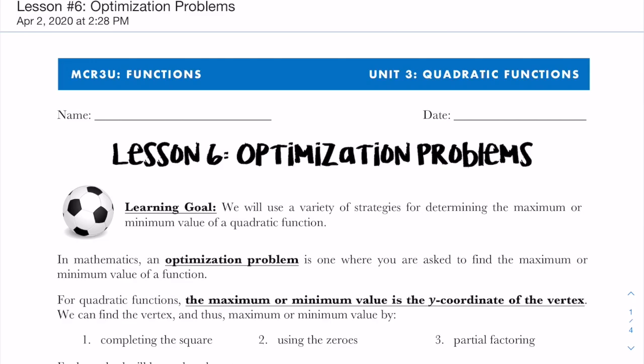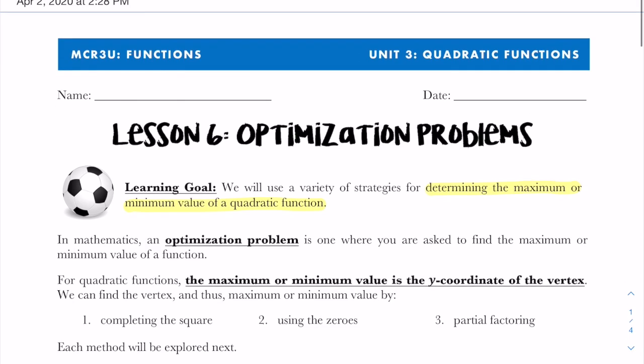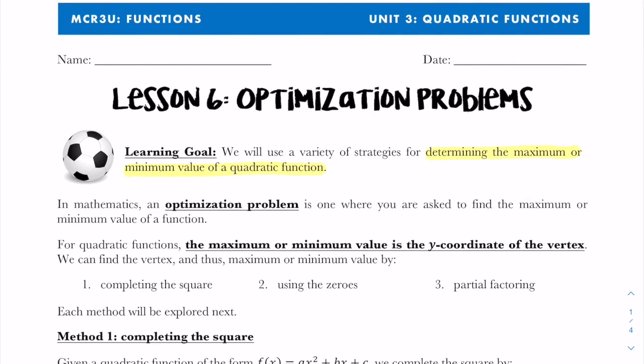Lesson 6, Optimization Problems. Our goal for this lesson will be to use a variety of strategies for determining the maximum or the minimum value of a quadratic function. In mathematics, optimization problems are those where you're asked to find the maximum or the minimum value of a function. For quadratic functions, the maximum or the minimum value is the y-coordinate of the vertex.